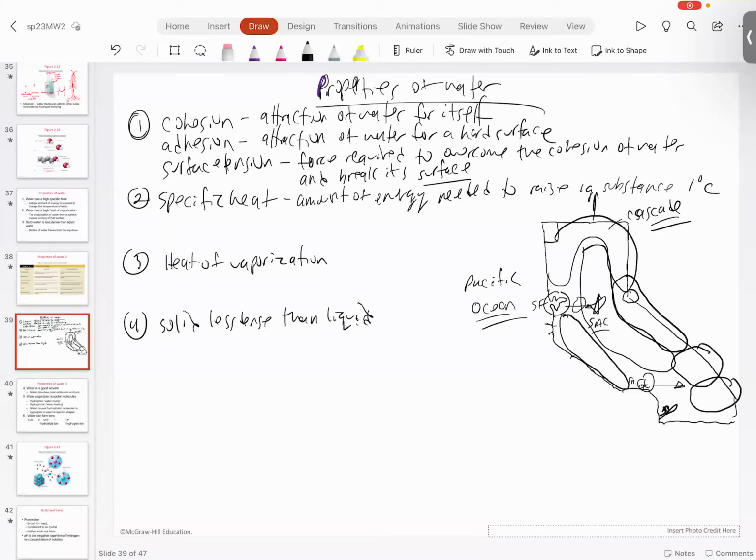Okay. Heat of vaporization. Heat of vaporization is the heat or the energy needed to turn a liquid to a gas. So what's the heat of vaporization of water? What does water turn into steam? 212 what? Yep, or the alternative, 100 degrees Celsius, right?